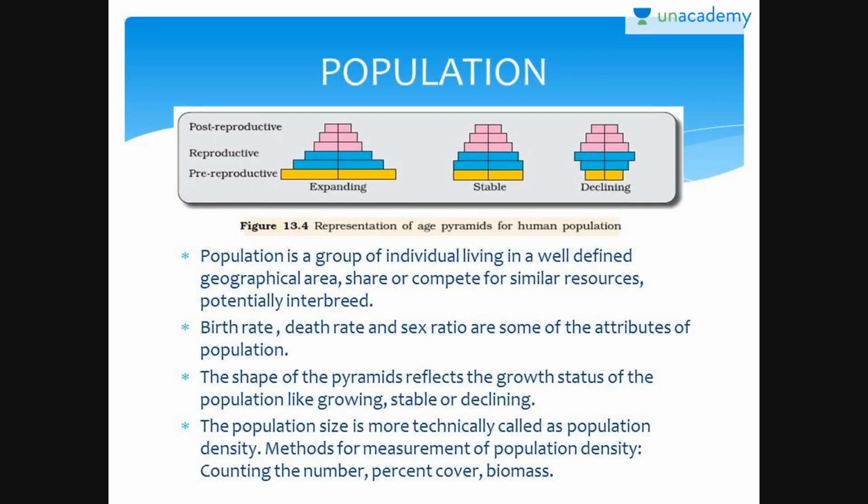Now, population. Population is a group of individuals living in a well-defined geographical area. They share or compete for similar resources, potentially interbred. Then birth rate and death rate and sex ratio are some of the attributes of population. The shape of pyramids reflects the growth status of population, like growing, stable, and declining. This is growing, this is stable, and this is declining. That means the decrease in population growth.